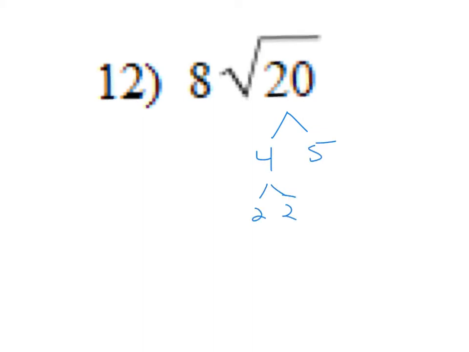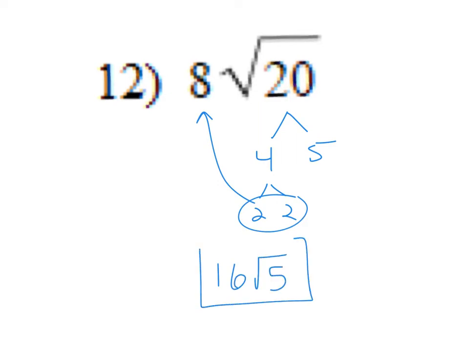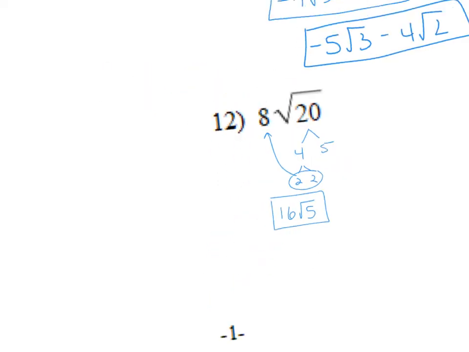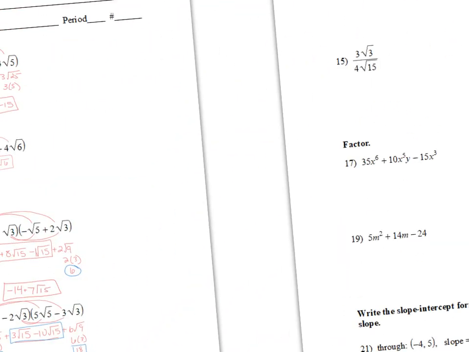Okay, number 12, I'm going to break down this to 4 and 5, and then that'll go to 2 and 2. So 2's pair up and move out. So I have 16 root 5 as my final answer there. Okay, next page.